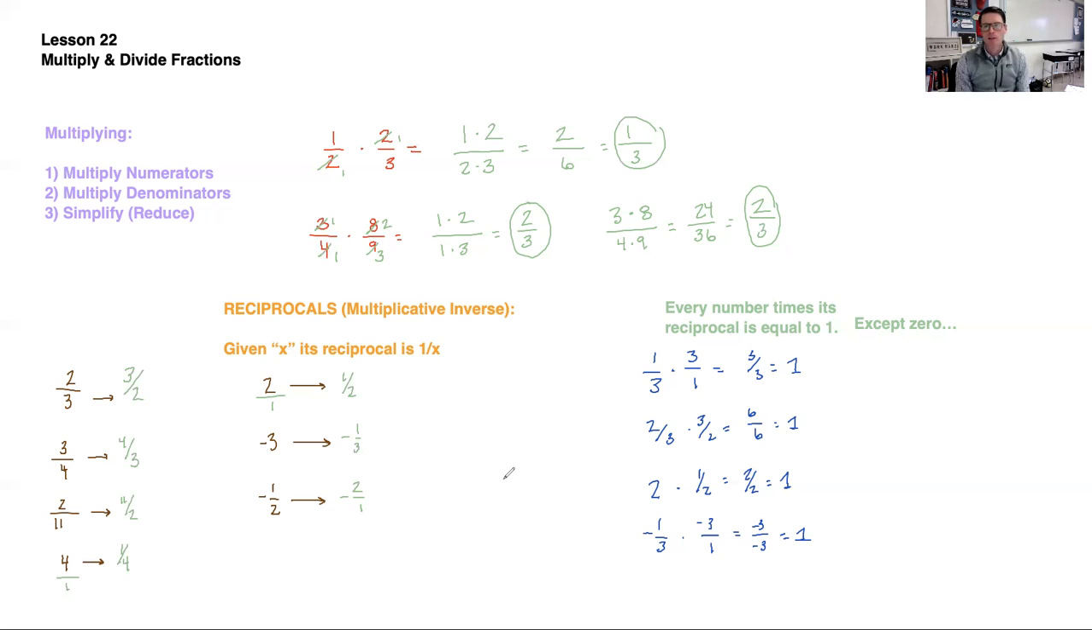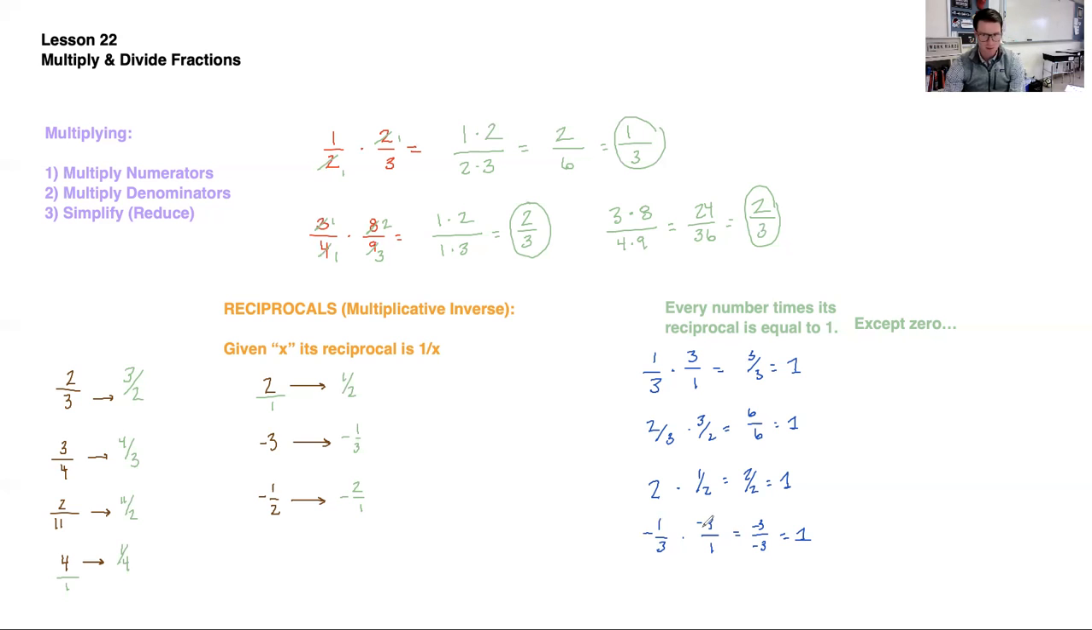And then we just need to know that every time I multiply a number by its reciprocal, I'm going to get 1, except obviously 0. 0 times anything is going to be 0. So just to demonstrate that, the reciprocal of 1/3 is 3 over 1. I multiply those two together, I get 3 over 3, which is equal to 1. 2/3, reciprocal is 3 over 2. Multiply it together, I get 6 over 6, which is 1. 2, reciprocal is 1/2. 2 times 1/2 is 2 over 2, which is equal to 1.